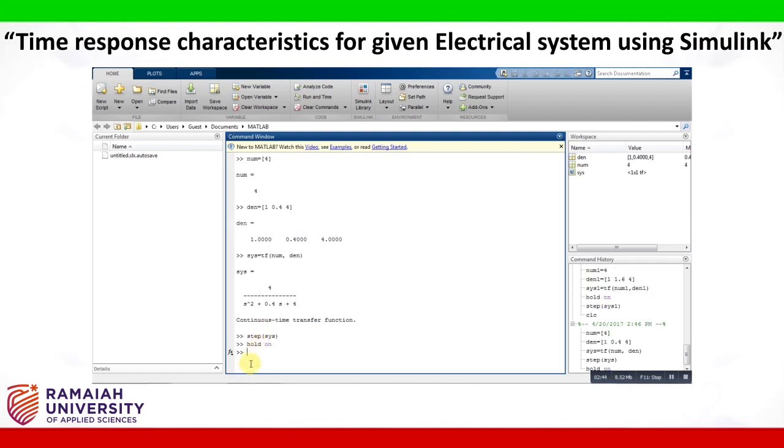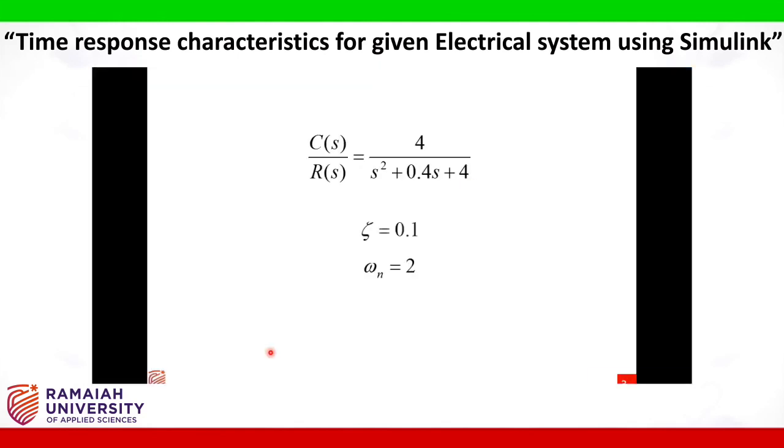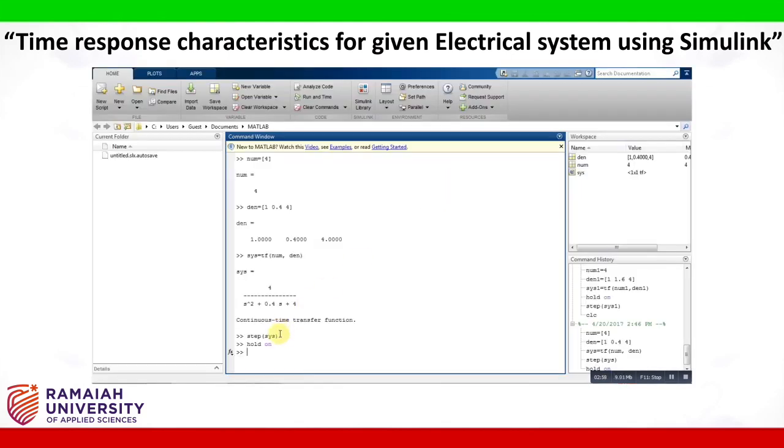Now type hold on to add more values for zeta and omega n without change in the program. So we will change the zeta value as 0.5 and omega n we will retain as 2. So the second order system is being changed.